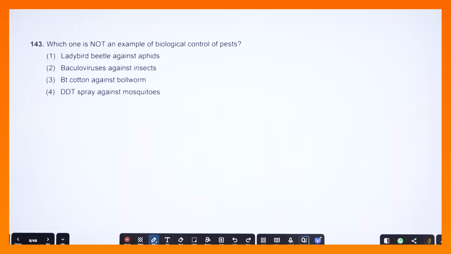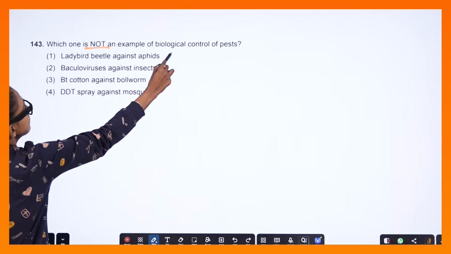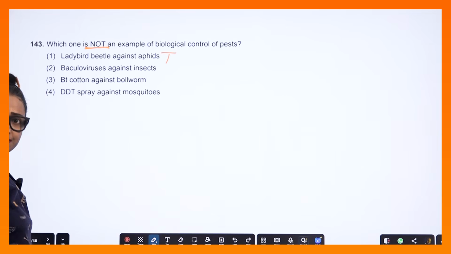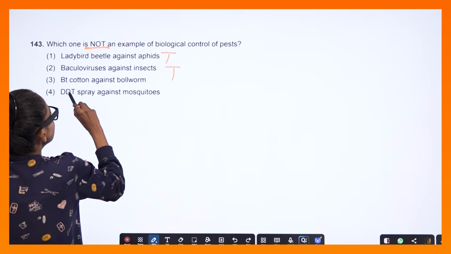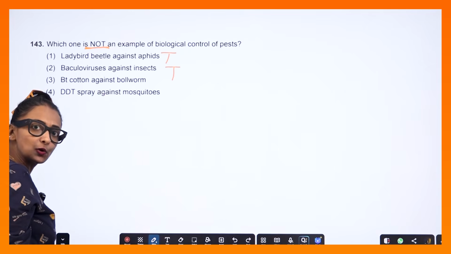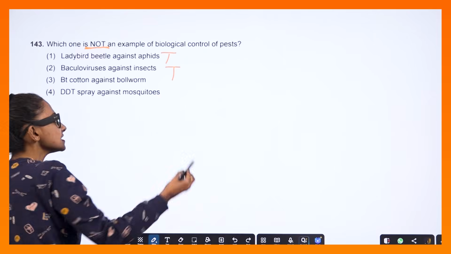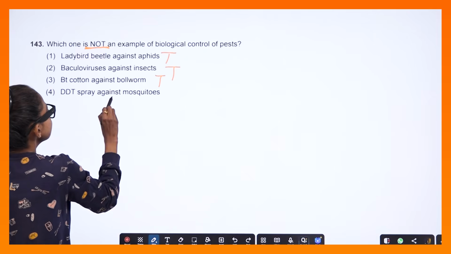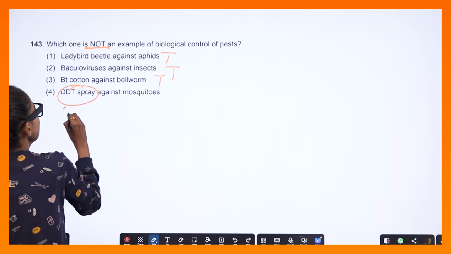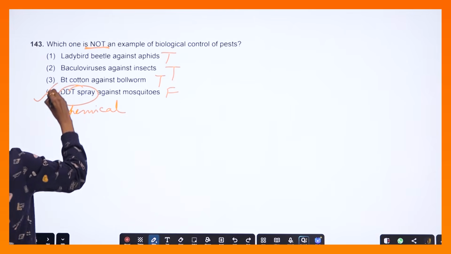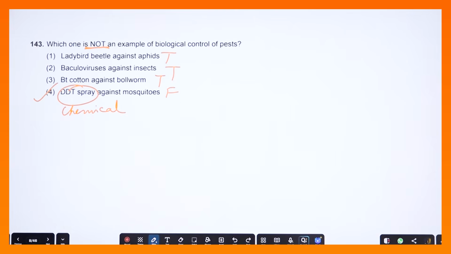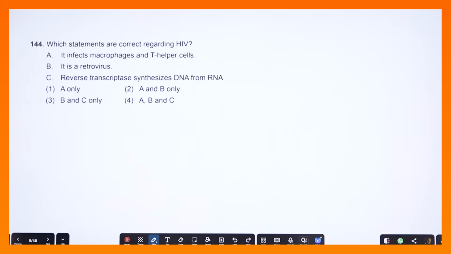Okay, which is not an example. This is true. Baculoviruses actually work against arthropods. True. BT cotton works against bollworms and corn borers. So true. DDT spray against mosquitoes. This is a chemical, right? So this is false and this is not going to be a biocontrol. This is a chemical. Okay, which of the statements are correct regarding HIV?